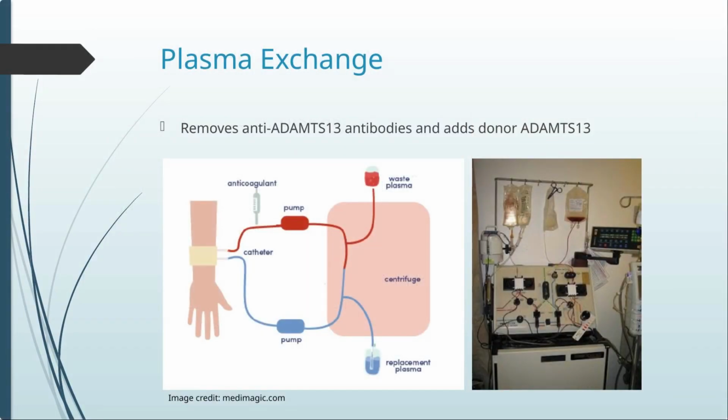So some of you may be familiar with an apheresis machine, and plasma exchange works by removing anti-ADAMTS13 antibodies and ultra-large VWF and adds back in donor ADAMTS13. But plasma exchange isn't without risk. Patients require a large catheter, and this has risk of infection and bleeding. There's also adverse reactions to plasma exchange itself, and it's time intensive for patients.